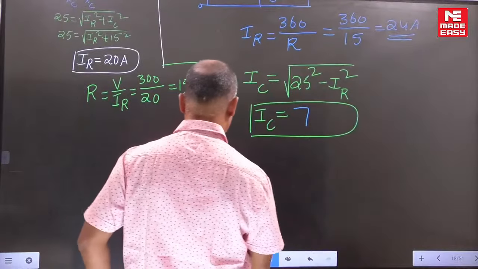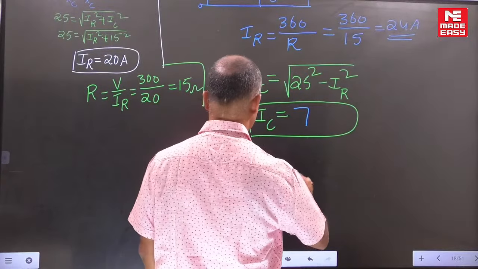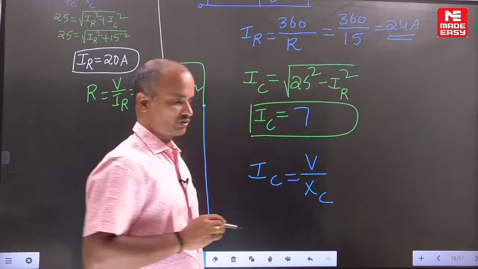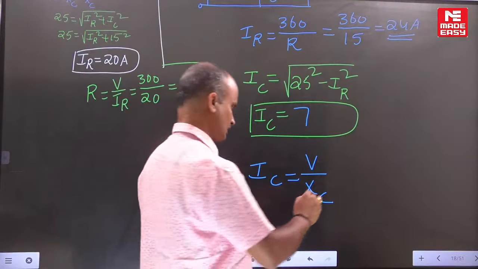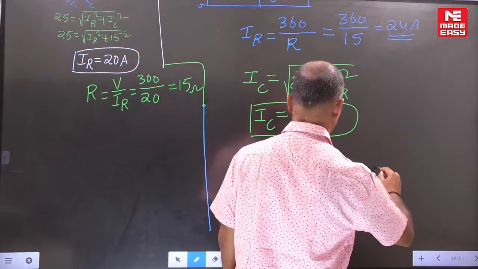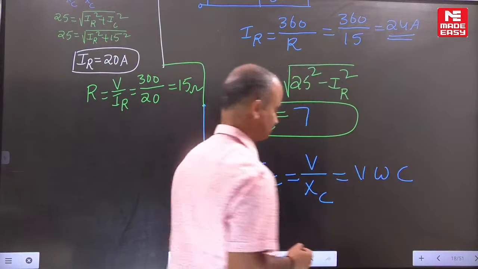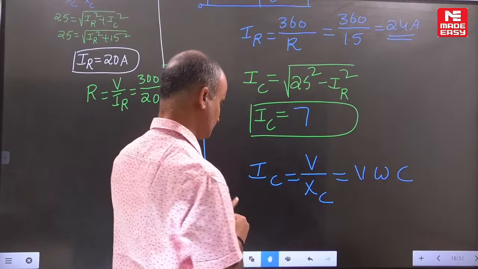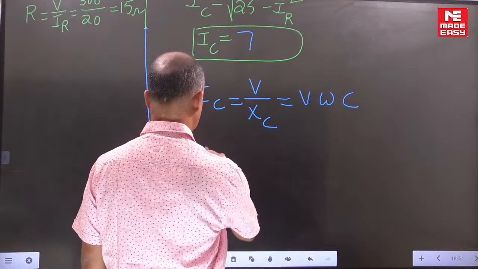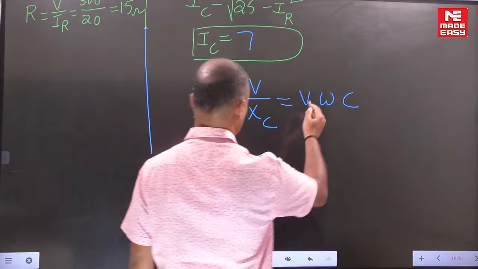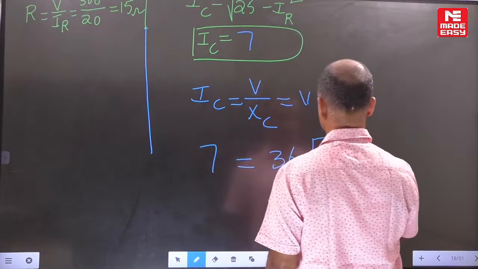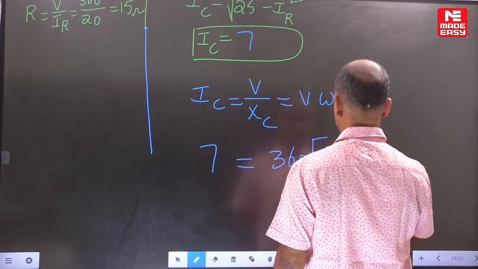Now corresponding to IC, what is the expansion for this one? IC equal to V by XC. What is the XC expansion? 1 by omega C. Can you write this? Now in this example, what is the new current? 7 amperes. What is the new supply voltage? 360. And omega expands to 2 pi f.